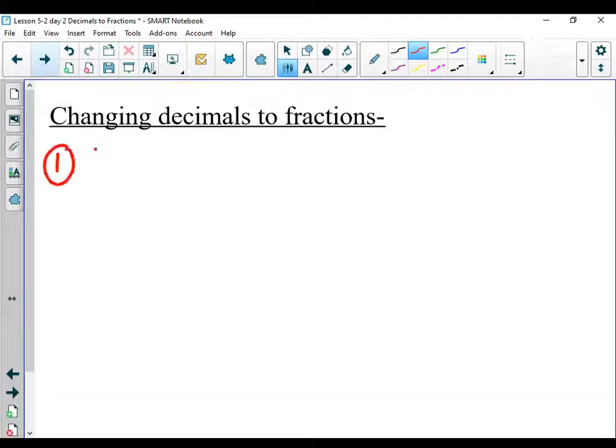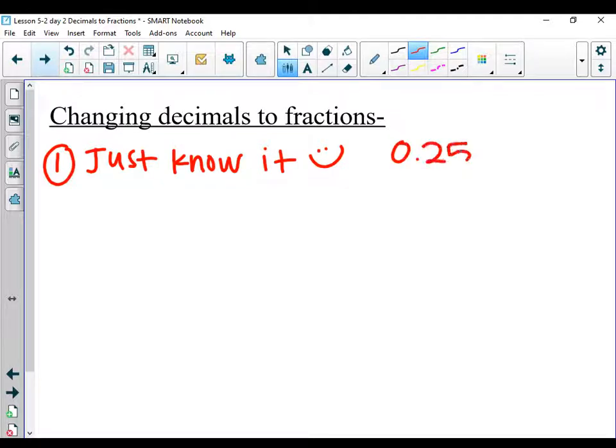So strategy 1 is actually the same as the last lesson, you just know it. So if you have the decimal 0.25, you say to yourself, I've been practicing 0.25 for a really long time. I know that's a quarter or a fourth of a dollar. So just know it. You look at it and you say, got it.